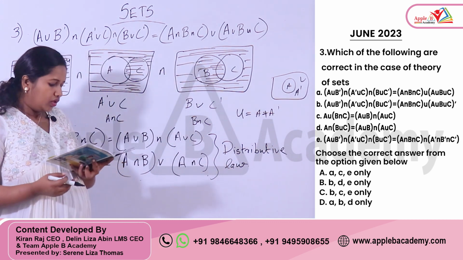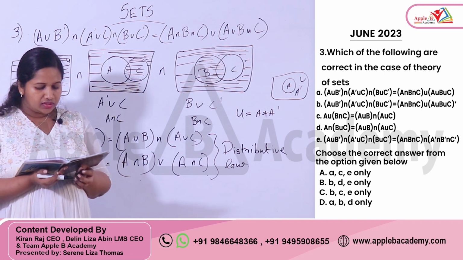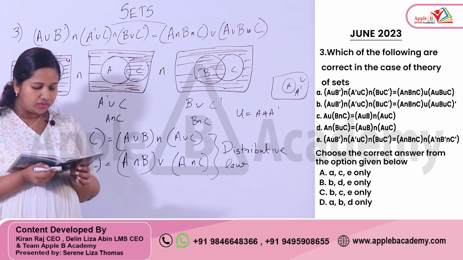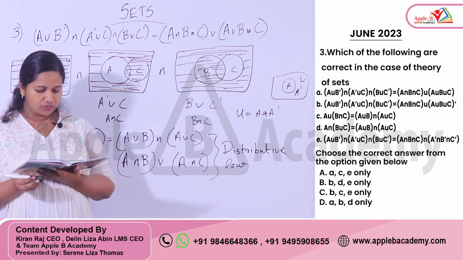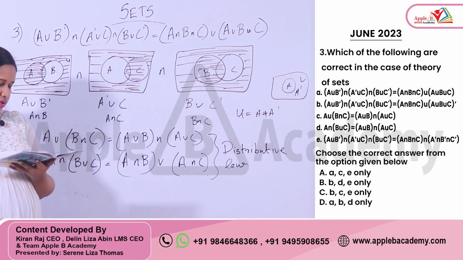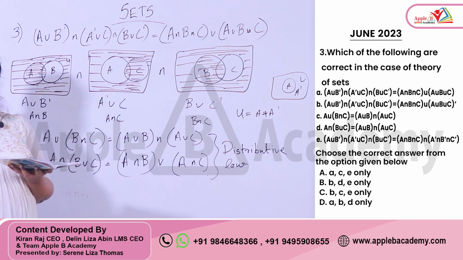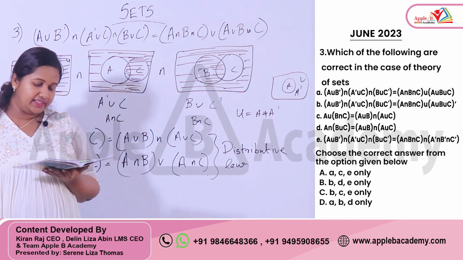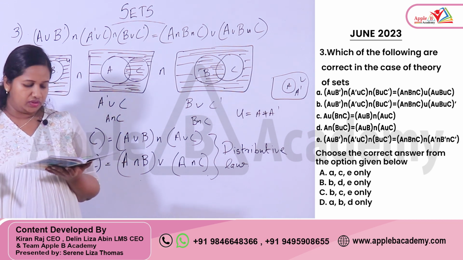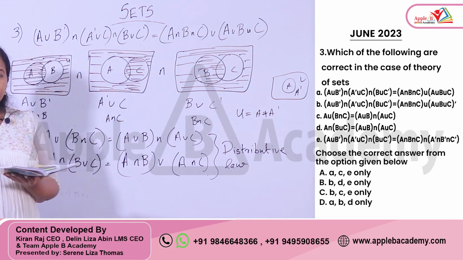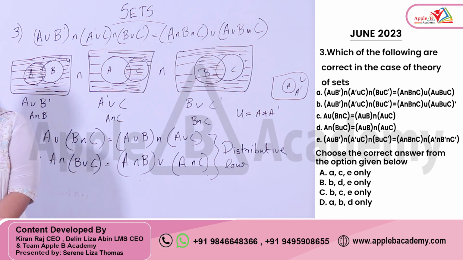So when you look at these options, option B is correct, option E is correct, and option C is correct. Option A is wrong. So B, C and E are the correct options. I will just explain it once more.